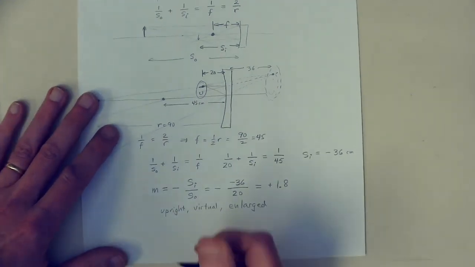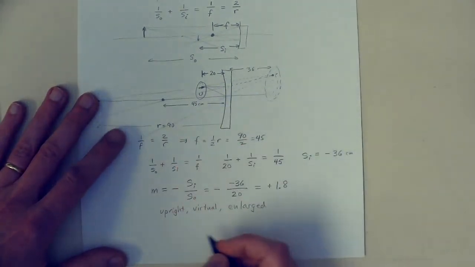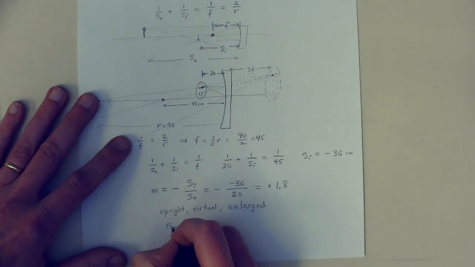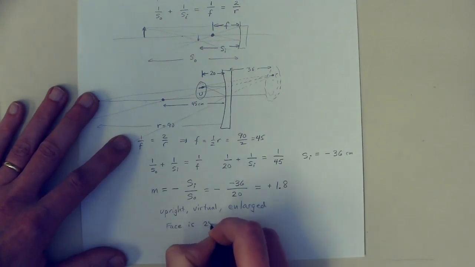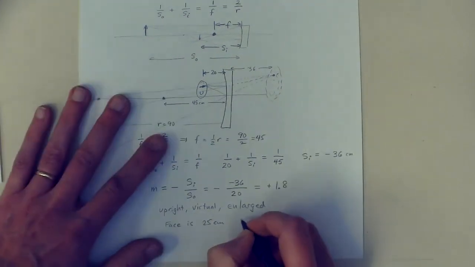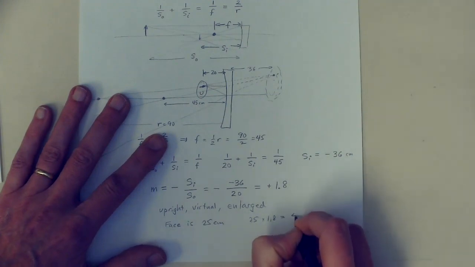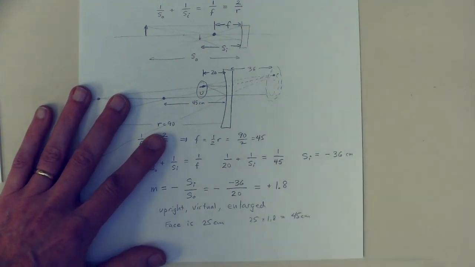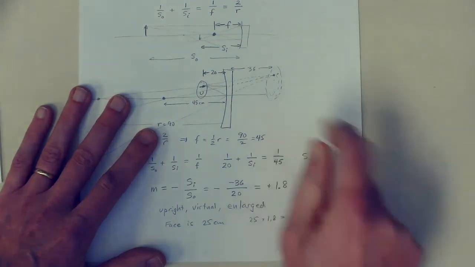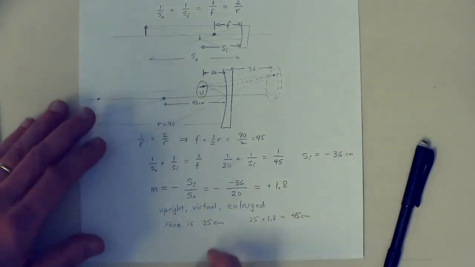If you want to get the exact number, you have to say, well, how big is the object? Say your face is 25 centimeters tall, then you'd take 25 times 1.8, and you'd get 45 centimeters tall for the image over here, if you wanted just to work an example.